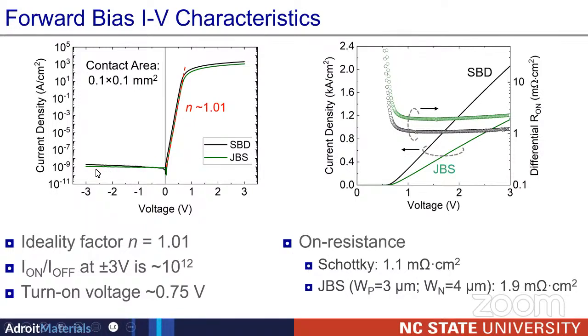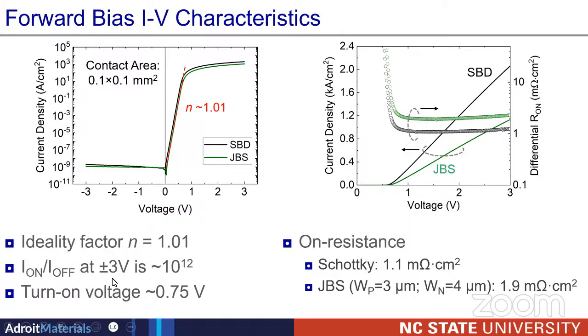The left graph shows the semi-log scale. And again, once you apply positive bias, you can turn on the device. If you apply negative bias, you turn off the device, and whatever current you have is the leakage current, which is almost 10⁻⁹ amp per centimeter square, which is very, very low. So you can say that you have no current when the device is off, and you have almost 1 kiloamp per centimeter square current when the device is on after 1 or 2 volts.